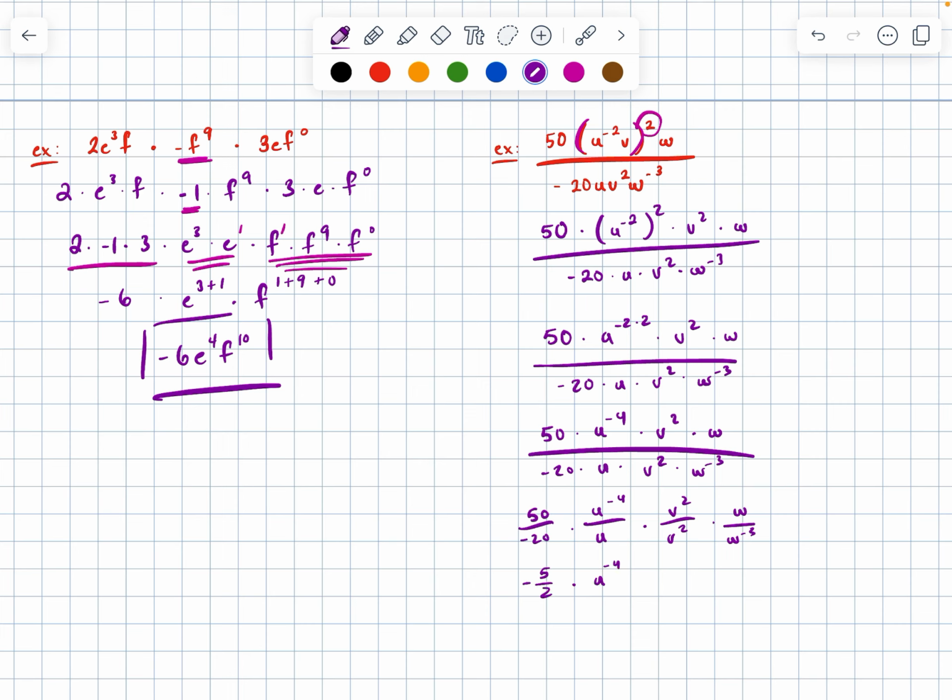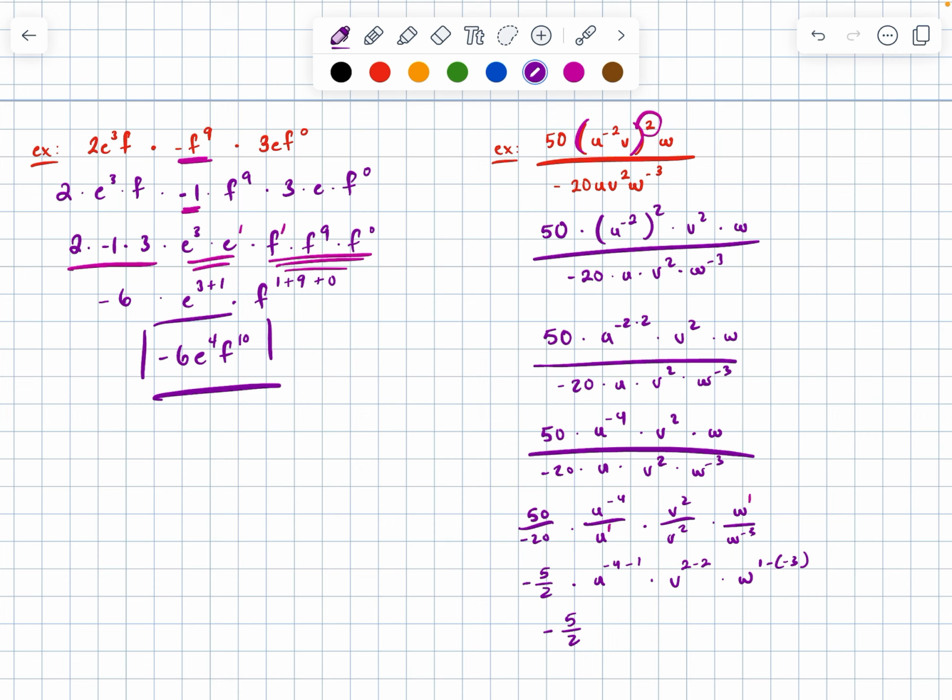I have u's, u to the power of -4. I'm dividing, so I subtract. There's an invisible 1 here attached to this u, so this is -4 minus 1, times v squared divided by v squared would be v to the power of 2 minus 2. And then I've got w divided by w to the -3rd. Again, I subtract my powers. So w to the invisible first would give me w to the power of 1 minus -3.